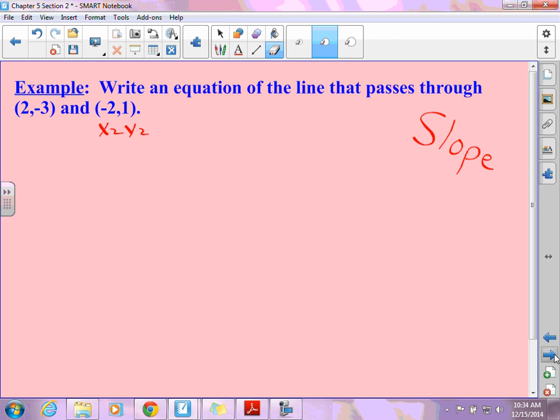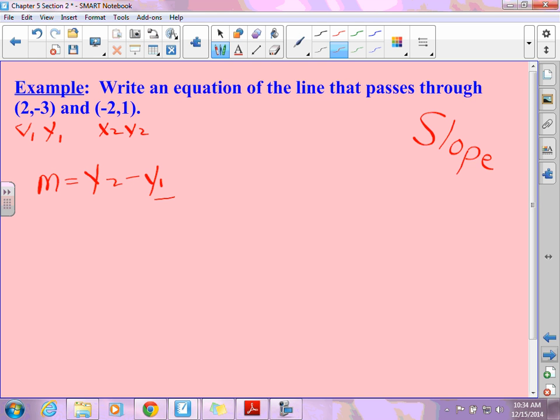I'll write this a little bit better here. Well, I tried. There we go. Okay. And I'm going to grab that lovely formula we worked with before. M equals y2 minus y1 over x2 minus x1. Does that look familiar? Yeah, you bet. We did that before, didn't we?